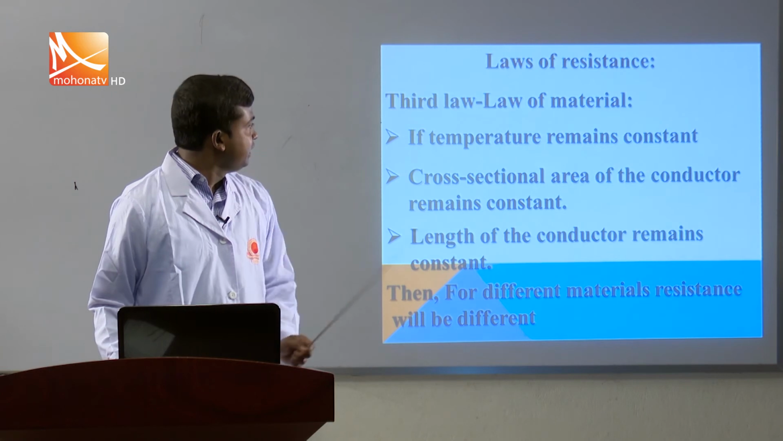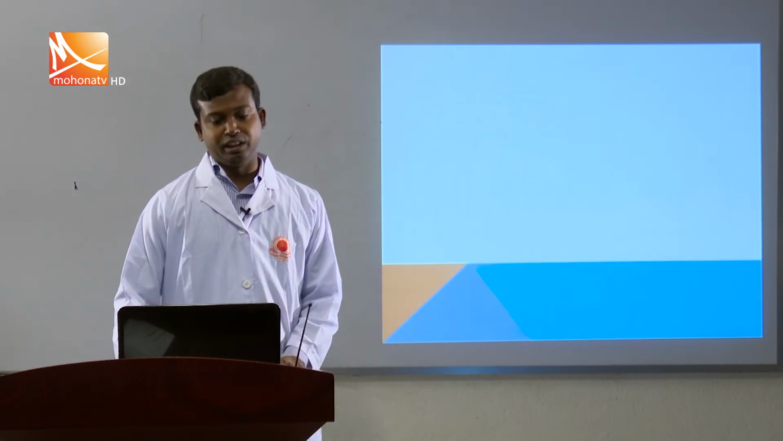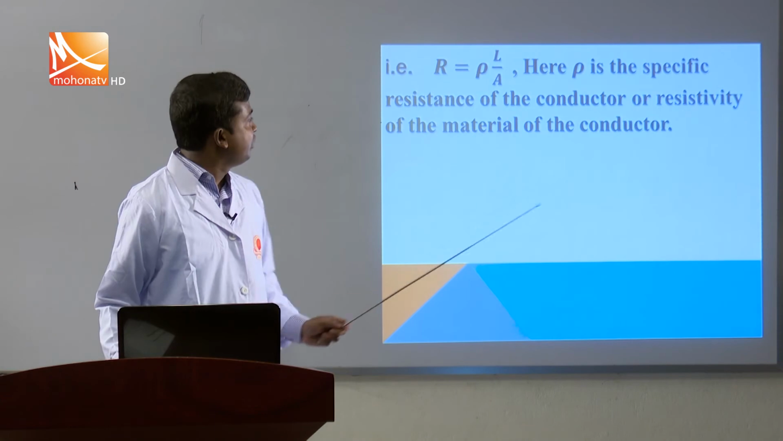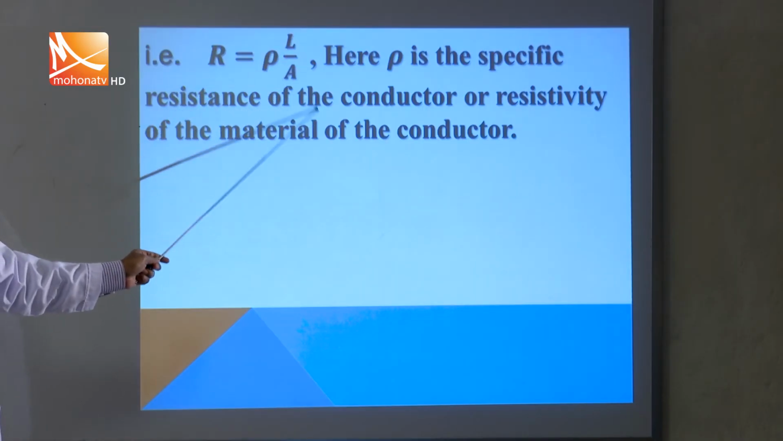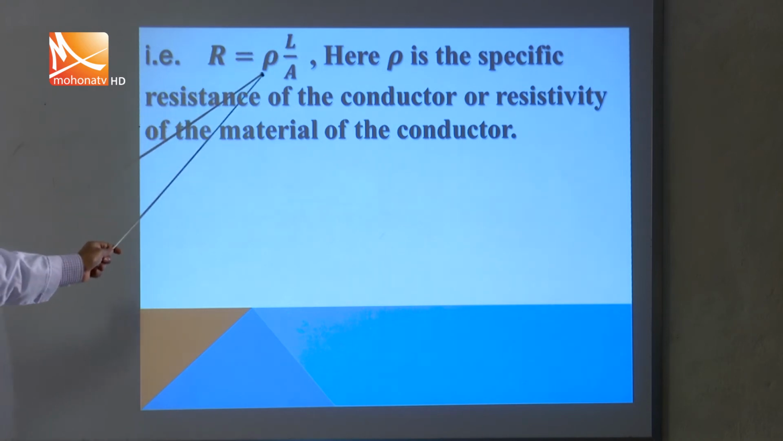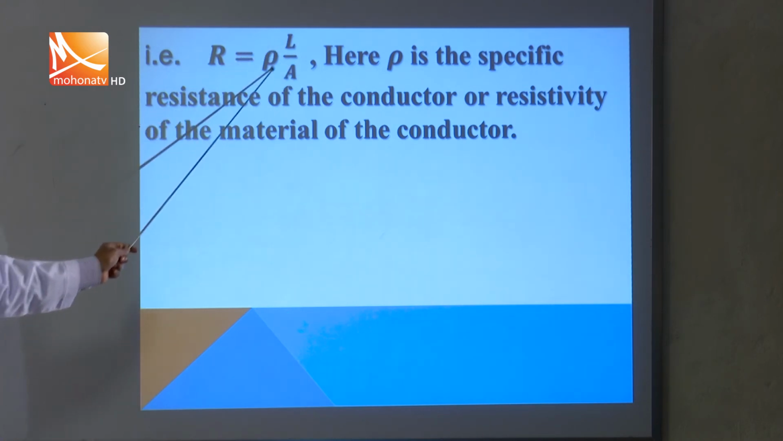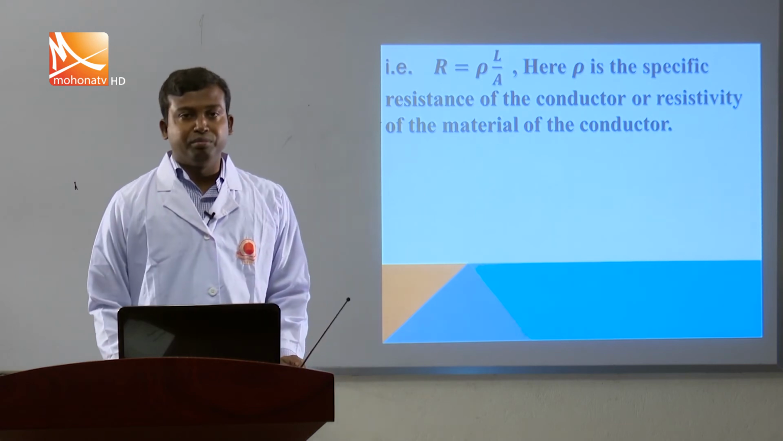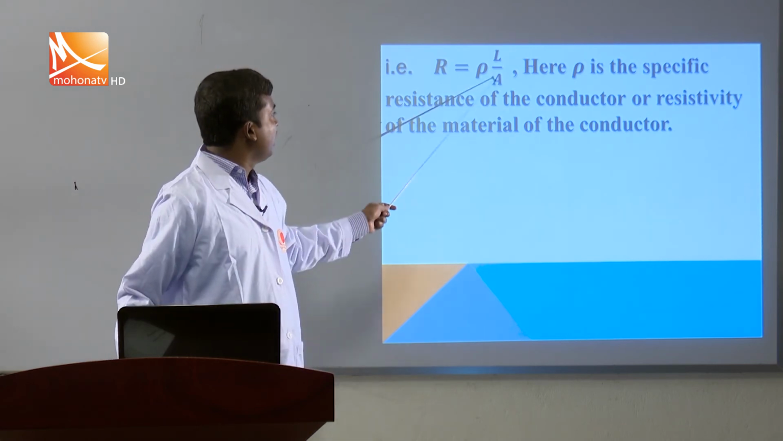But you can write this quantity with the help of a mathematical equation, and that is R equals rho L by A, where L and A both are variable. And here rho is the specific resistance. Basically, this rho explains the property of the conductor.